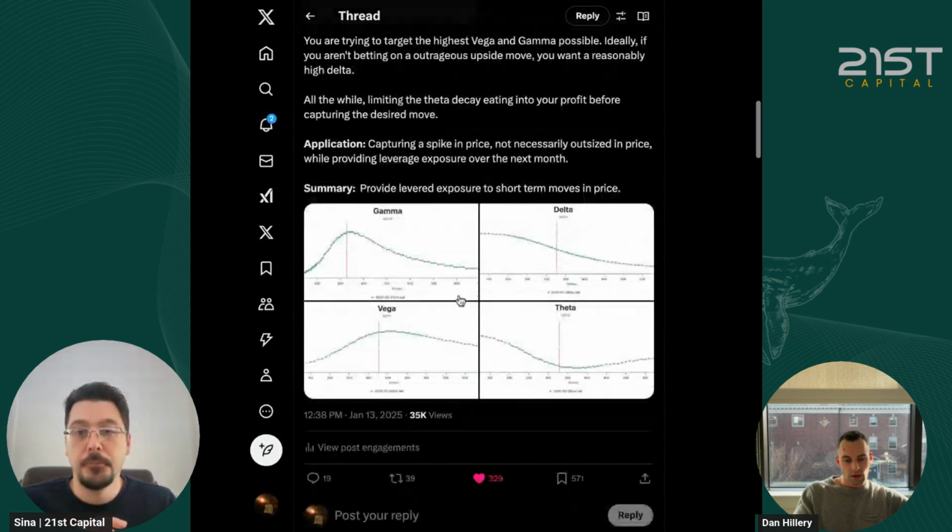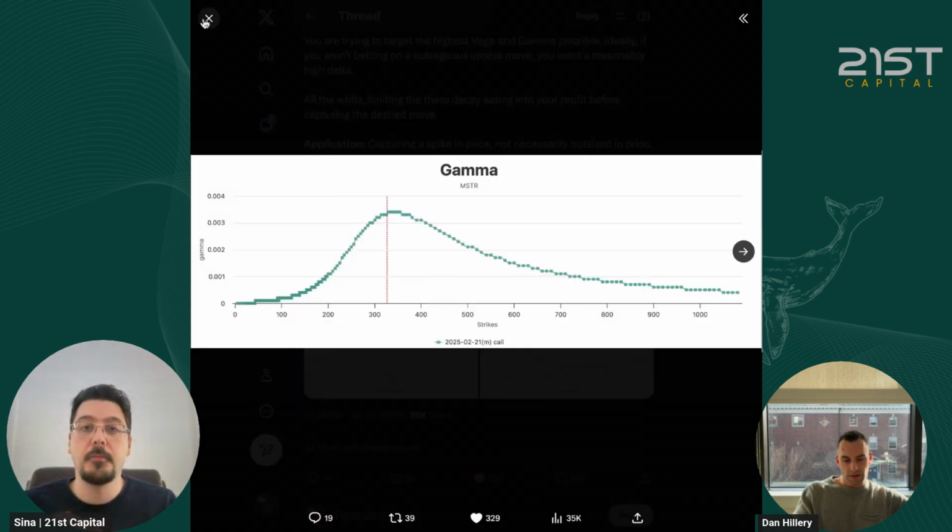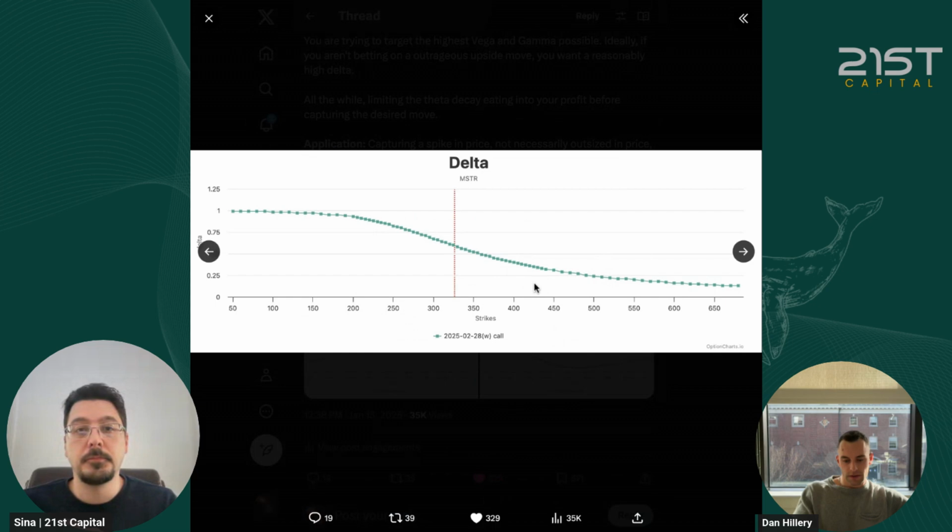Perfect. We could talk about delta now. And so delta is the most important, I think the most fundamental metric. And delta is simply the rate of change of the option's price based on a $1 move in the underlying, with all else being equal.